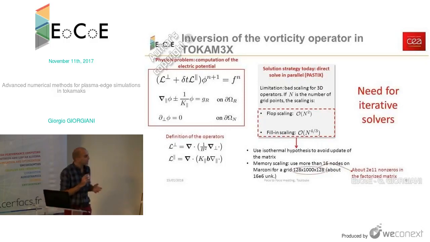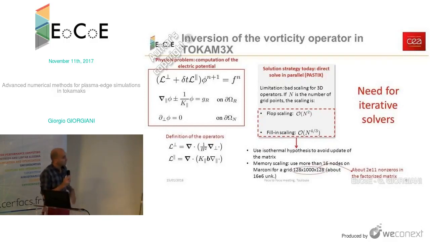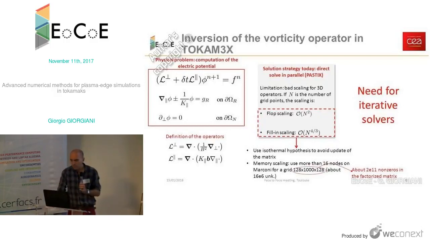The electric potential is given by this elliptic problem, which is supplied, as you can see, with the Robin and Neumann boundary conditions. And the solution strategy used today to solve this problem is to use a direct solver. So we use the library PASTIX, which is a parallel library which uses LU decomposition to invert the matrix given by the spatial discretization of this problem.